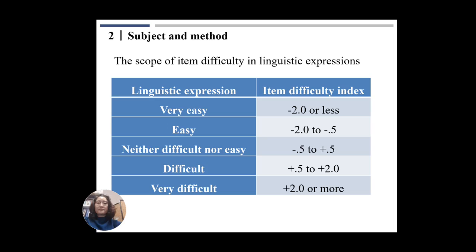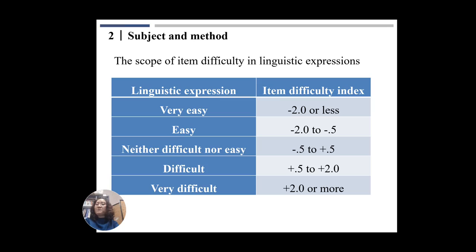As shown in the table, according to the IRT, the linguistic term of item difficulty can be classified into 5 types: very easy, easy, neither difficult nor easy, difficult, and very difficult. The classification is not any absolute standard.